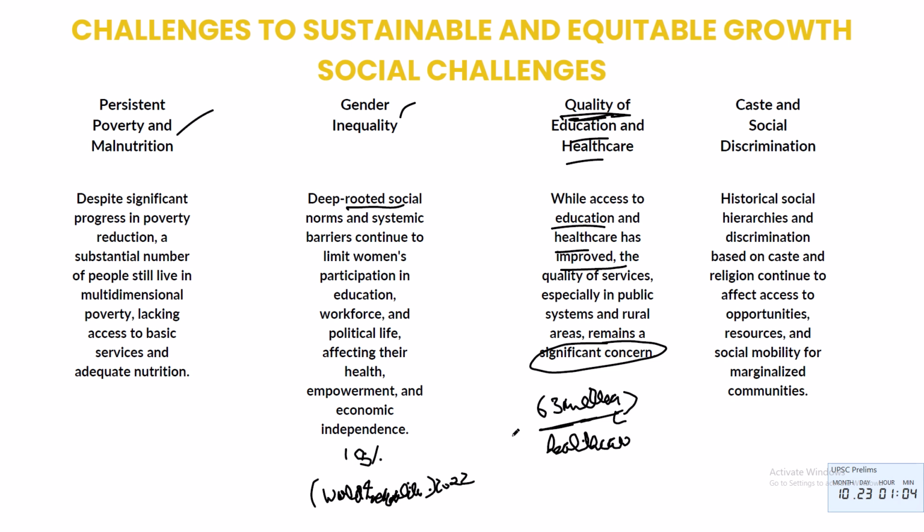Next one is caste and social discrimination. Historical social hierarchies and discrimination based on caste and religion still continue to affect access to opportunities, resources, and social mobility for marginalized communities. Like discrimination in employment, access to land, education, social services for certain vulnerable groups perpetuates cycles of poverty and inequality together.